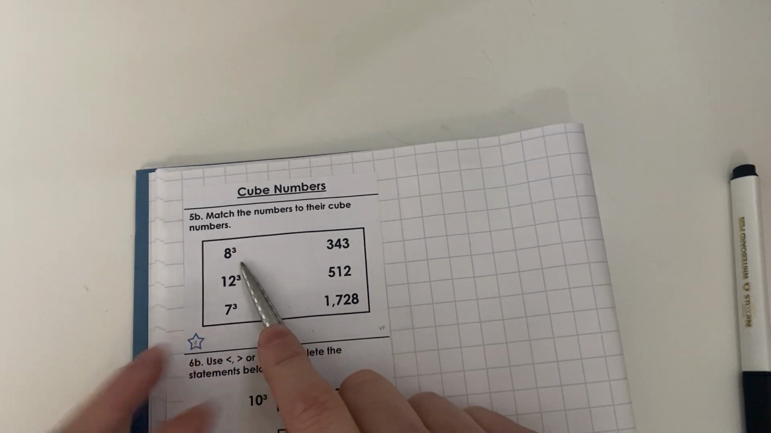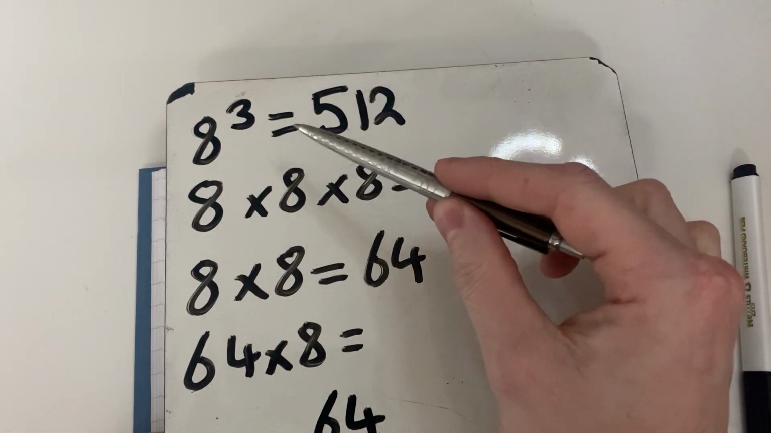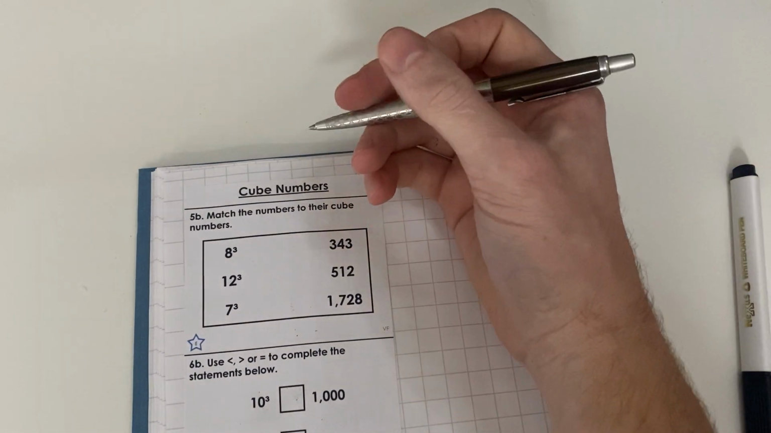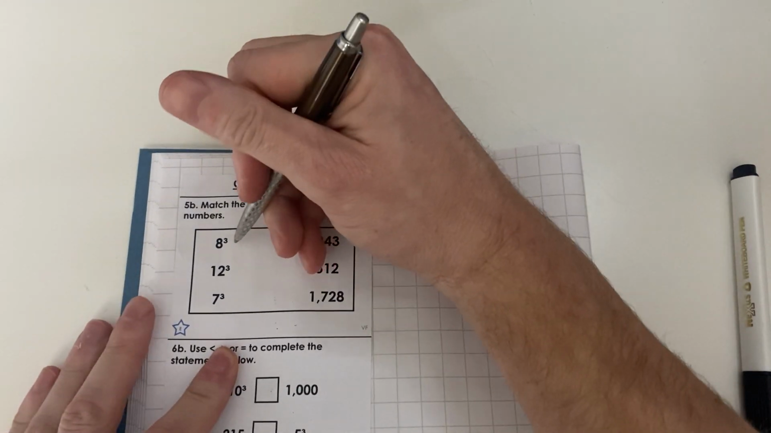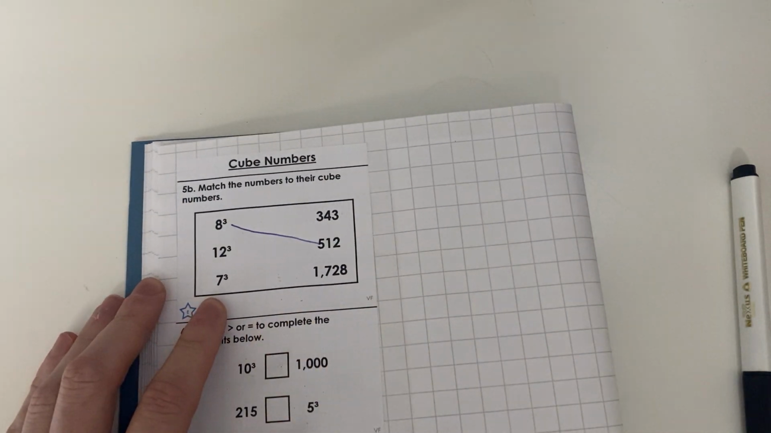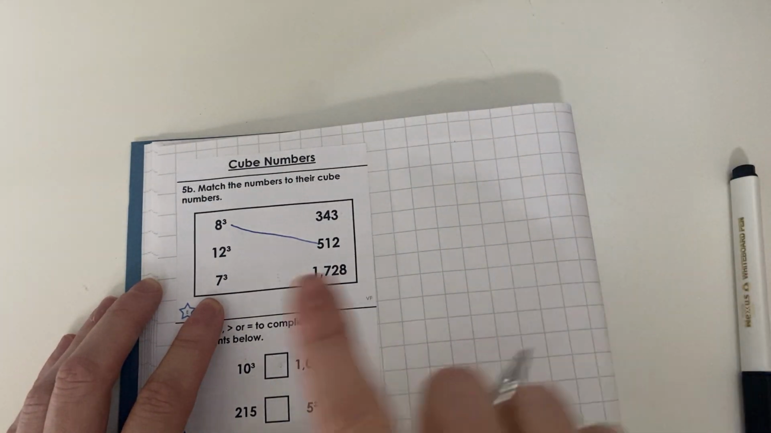Now, if we go back to my board here, which I just used as an example, we know that 8 cubed equals 512. So I'm going to go straight away and draw a line from 8 cubed to 512. Once we work one of these out, if you've got your answers on your piece of paper, you can just use that.